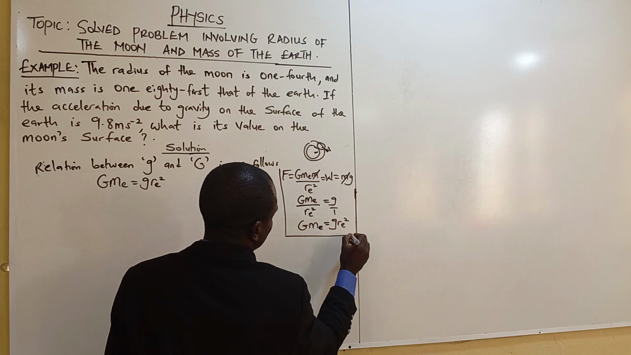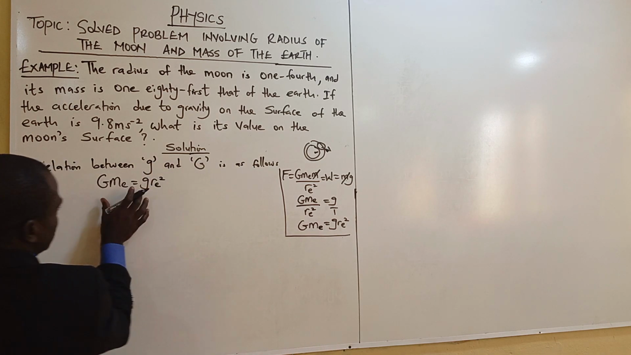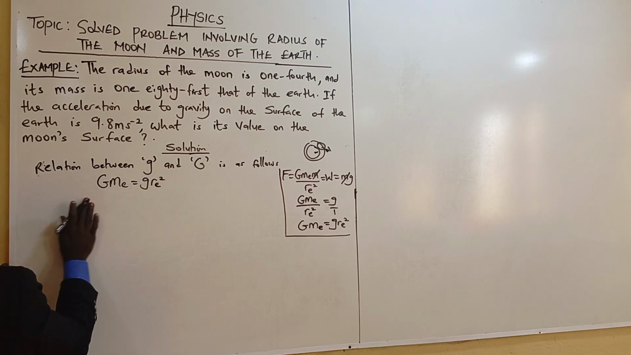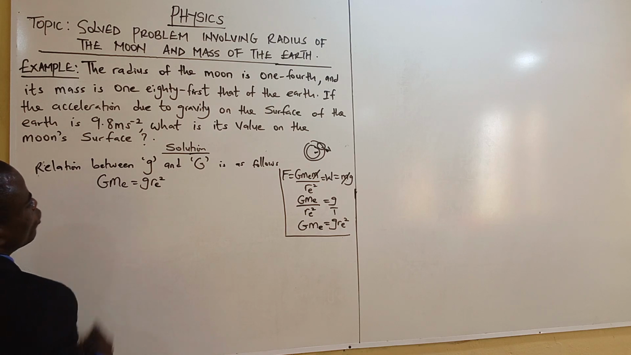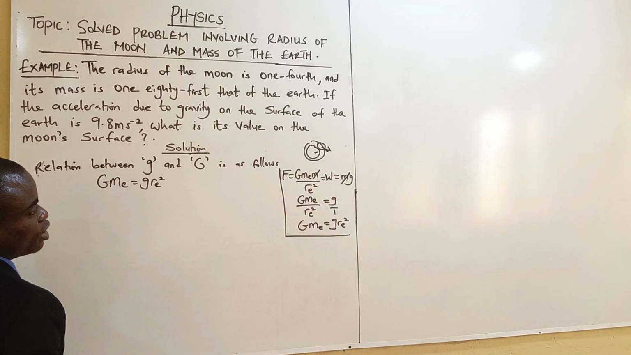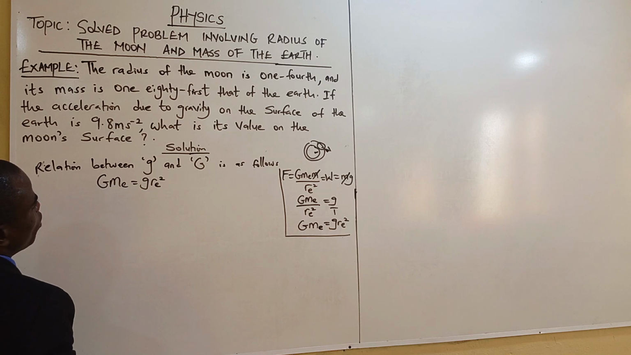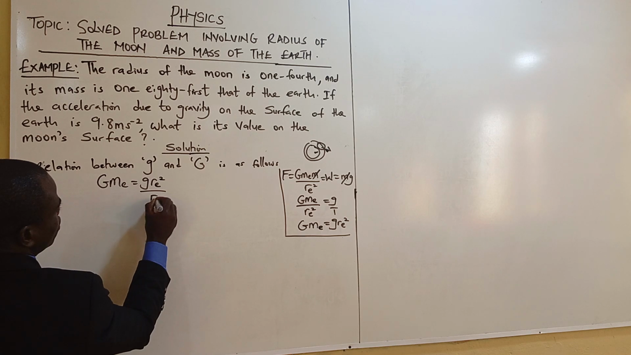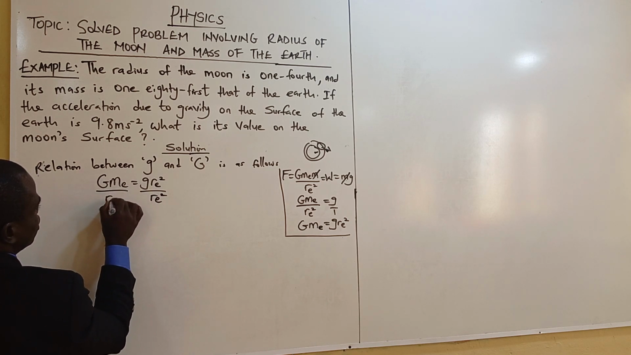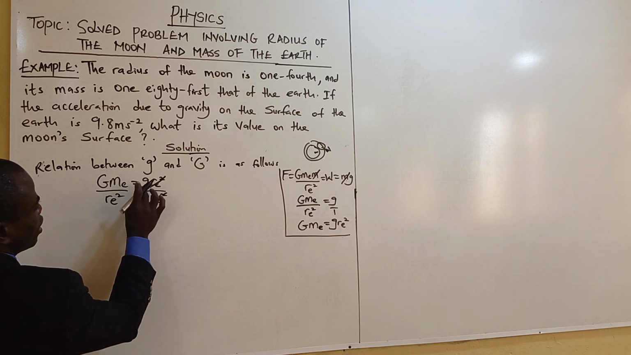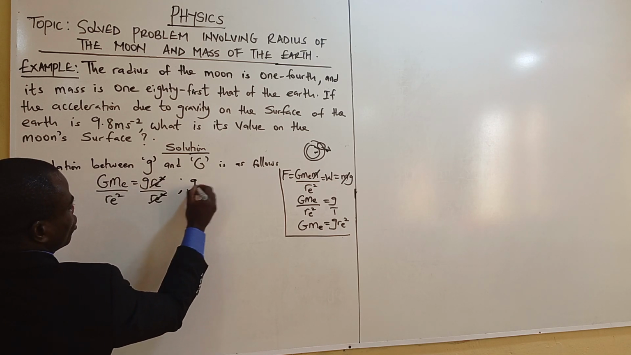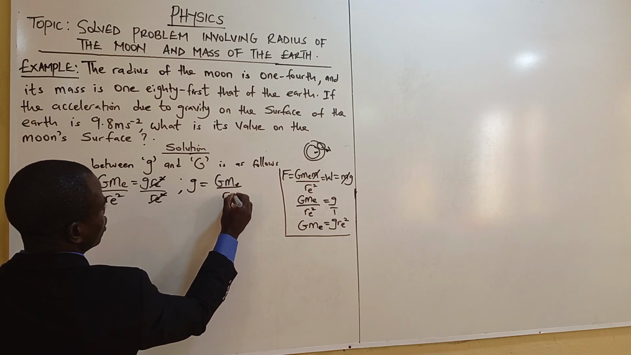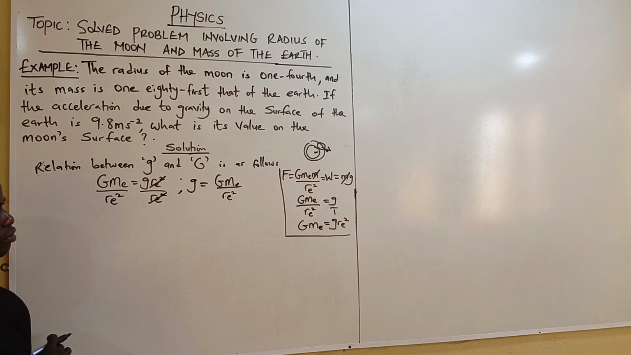This relation is very important. We are going to make use of it. That's how we got the relation here. Is that okay? Now we can get some equations from there. Since we are looking for the acceleration due to gravity on the moon's surface, and we know that of the Earth, we are going to get some relation. You divide both sides by RE squared, so that you'll be left with an expression for acceleration due to gravity, which is GME over RE squared. Is that okay?